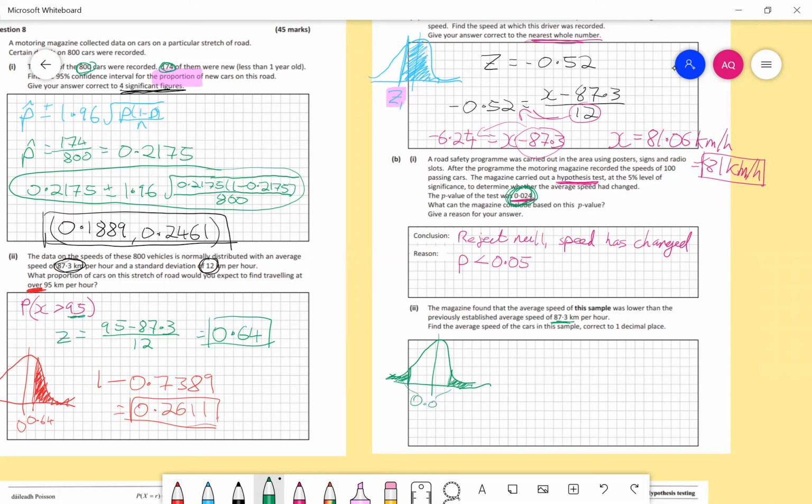0.024, okay, which means that one of them, so this one, I'm picking the one on the left because it says it was lower.